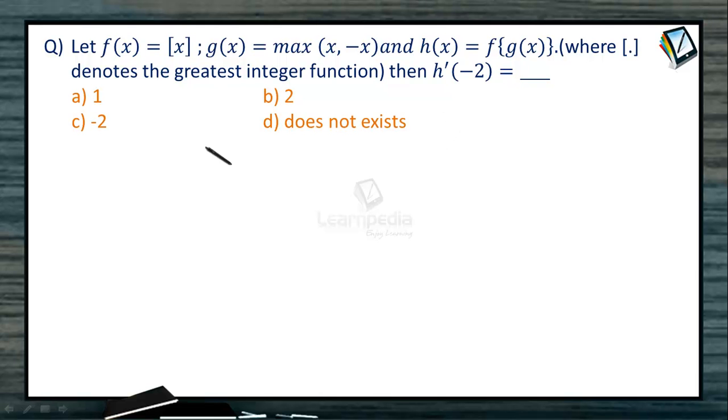Now if you look at this function, f of x is given to be the greatest integer function of x, but if you look at the g of x function, which is defined as the maximum of x and minus x, this is nothing but our mod x function, right? This is an alternate definition of mod x. Now we have g of x as mod x and f of x as the greatest integer function.